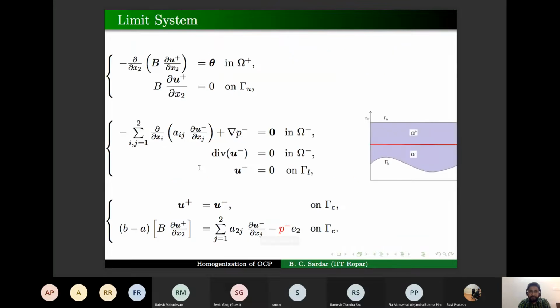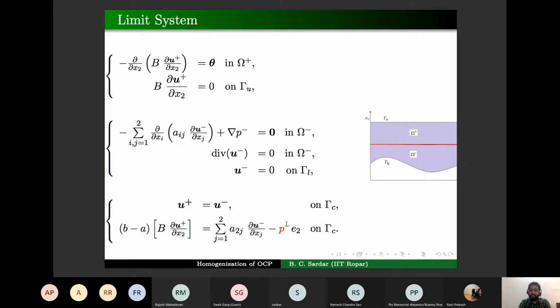Then we finally obtain the limit system for this problem. This is the limit problem on omega plus. We obtained this equation, and you can observe that in omega plus there is no pressure term involved. Fine. And on omega minus, as usual, we obtained the Stokes system, the generalized Stokes operator, and we have the appropriate interface condition. You can see that on the interface the pressure term P minus appears.